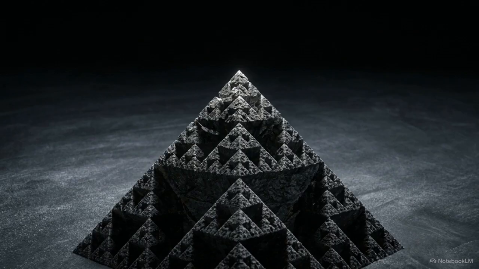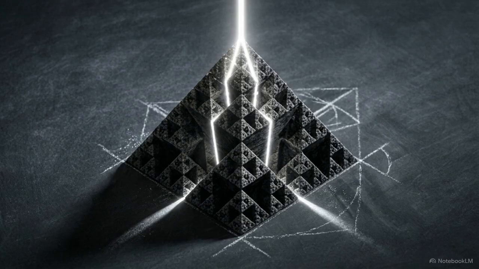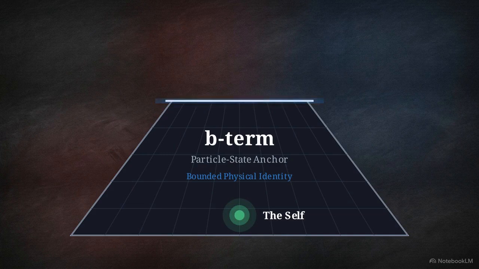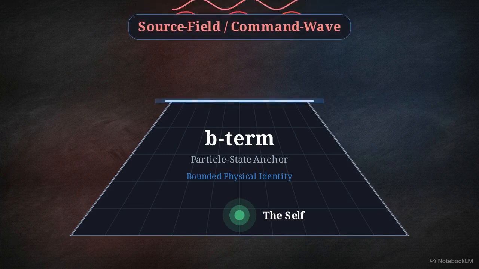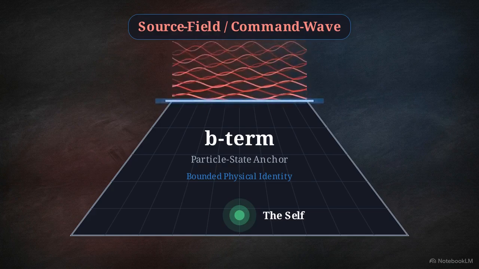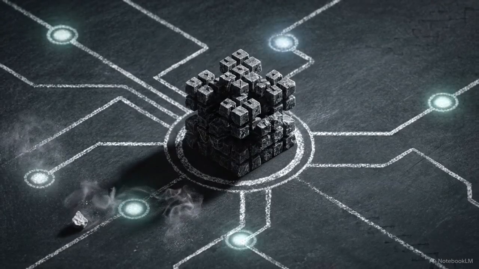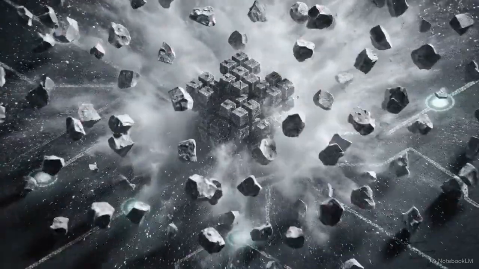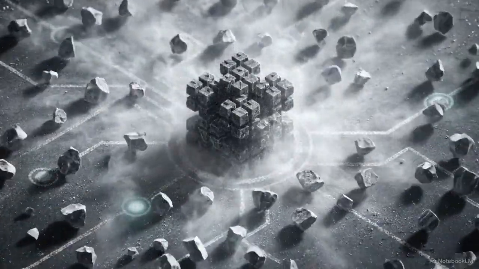Musa's request for direct vision forces contact between the source wave and the most rigid physical structure in the vicinity, the mountain. In this map, the mountain operates as the B term, the dense particle state anchor that defines a bounded physical identity. It is the solid substrate that normally buffers the self from direct field contact. The dense particle state cannot sustain direct contact with the incoming command wave. The rigid structure instantly shatters and disintegrates.